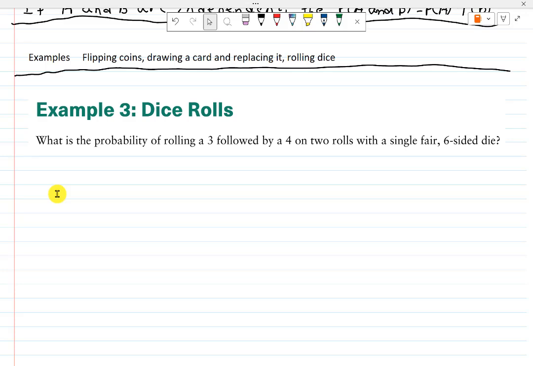Here we're rolling a die twice. So we want to know what is the probability of first getting a 3 and then getting a 4. So the way we could look at it is we could have roll number 1, and we want that to be a 3, and then roll number 2, we want that to be a 4. To get any particular number on a die, it's 1 out of 6, and the same over here, which is 1 out of 6. So the probability of getting that exact 3, 4 in a row like that is 1 out of 36.